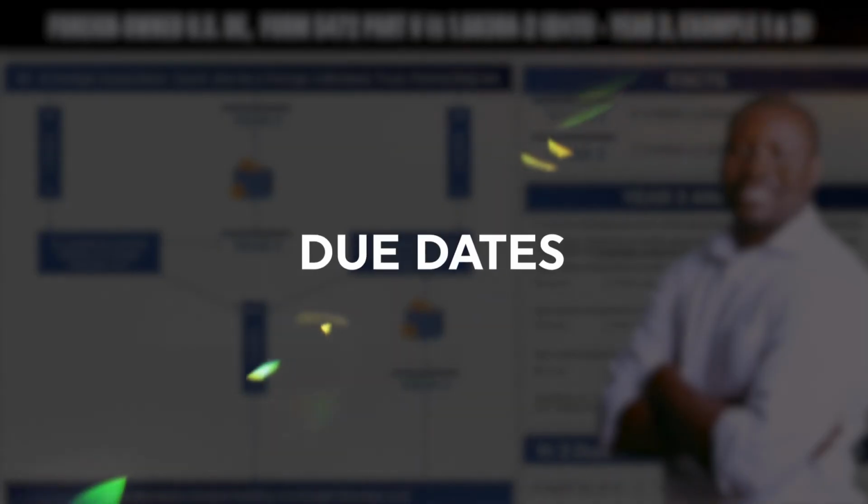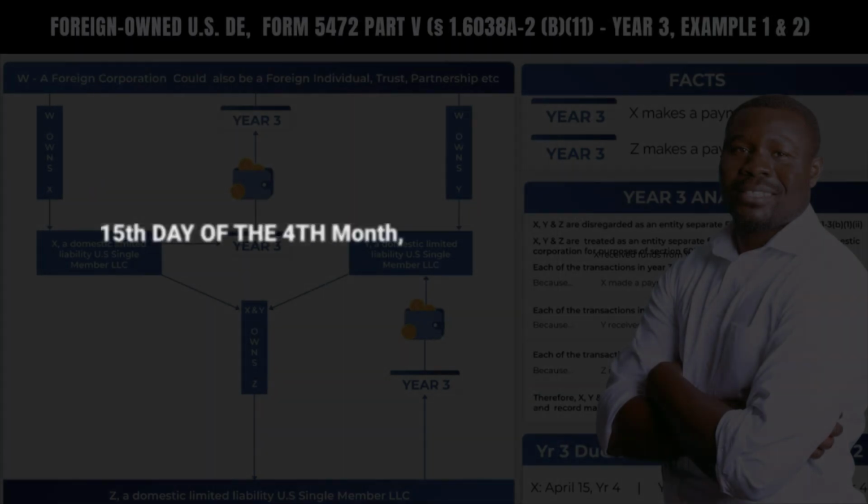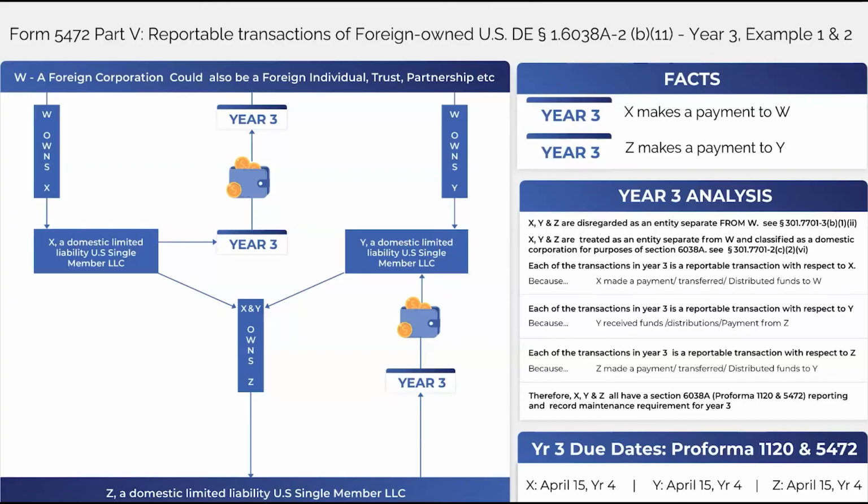Okay, so let's look at the due date. Because these transactions happen in year 3, the due date for filing these returns is generally going to be April 15, year 4. Calendar year generally ends on December 31st. So after your calendar year has ended December 31st, year 3, you wait until the 15th day of the 4th month. That's going to be April 15, year 4. X is going to have the same date, Y is going to have the same due date, and Z is going to have the same due date.